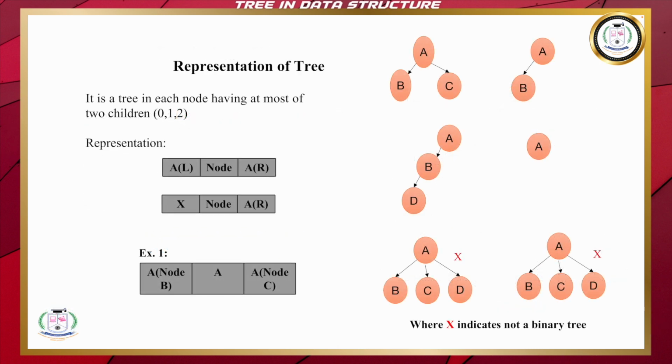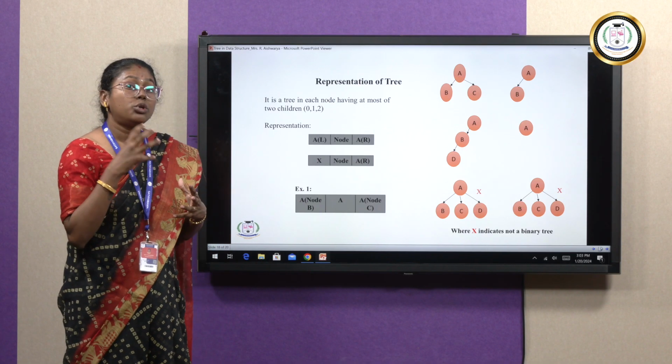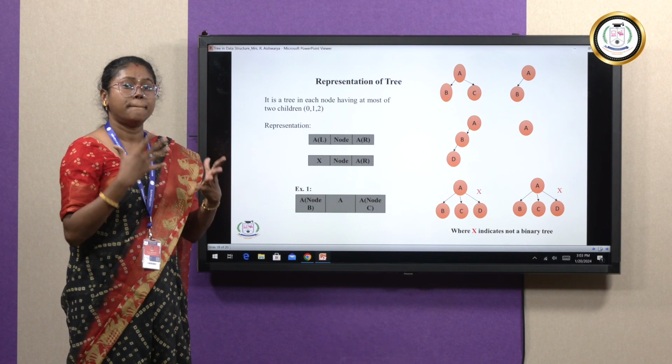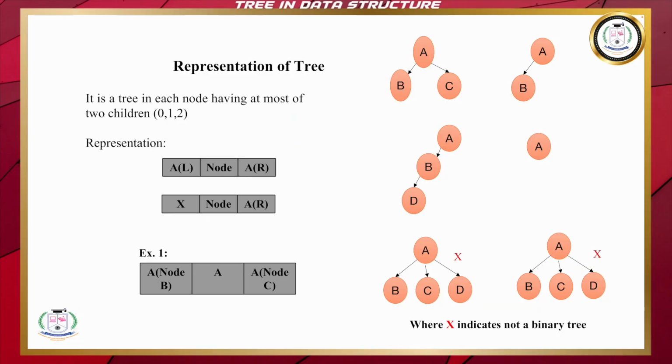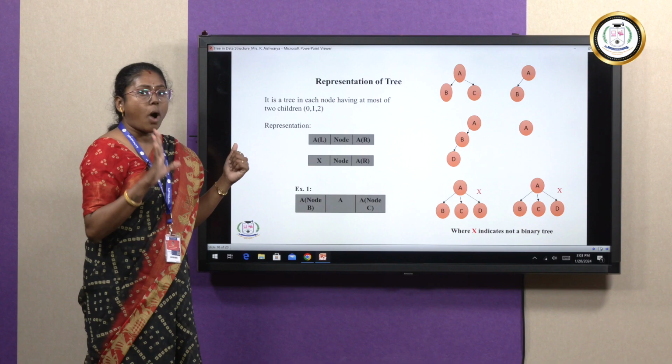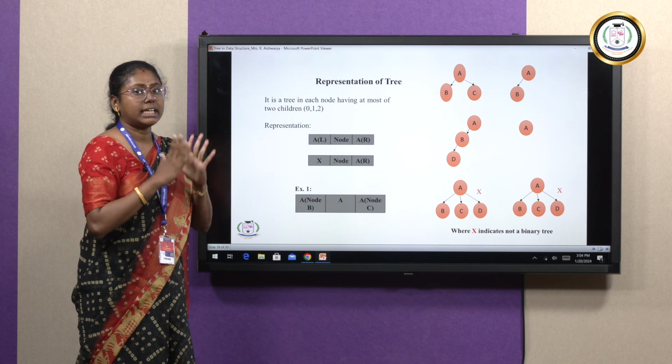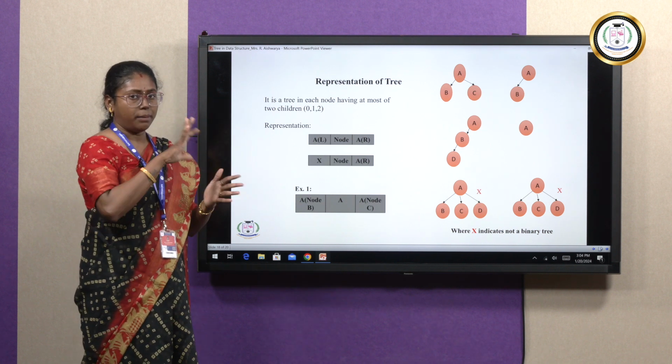And the next one. So we have concluded the terminologies of the tree. This is the logical representation of it. How do we implement that in memory? That is the representation of the tree. Here, in a tree each node has at most 2 children, that is 0, 1 or 2 children. Only then can we consider that tree a binary tree.